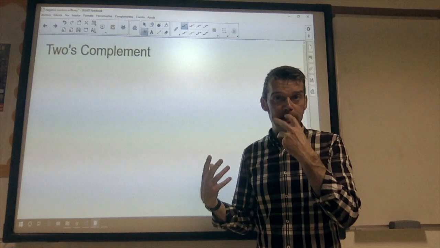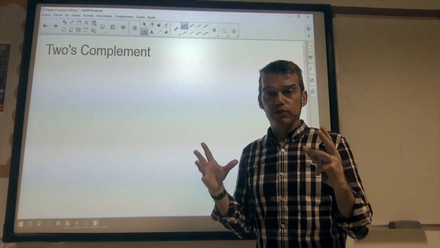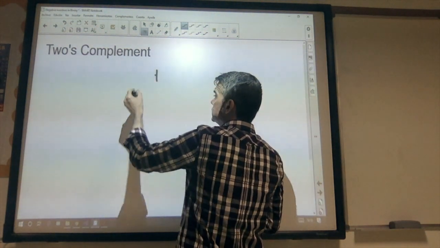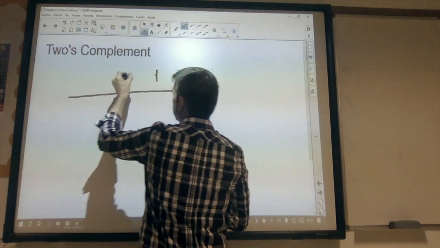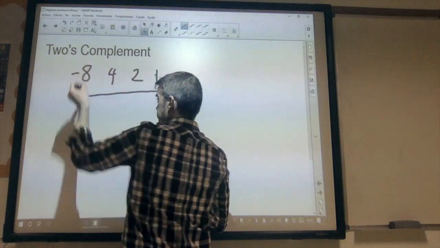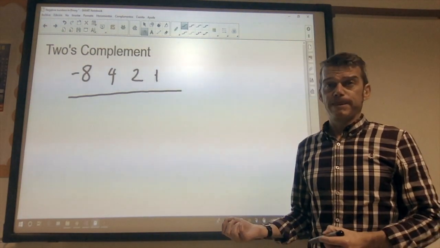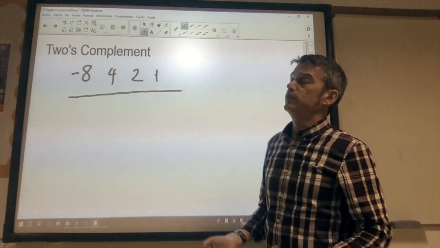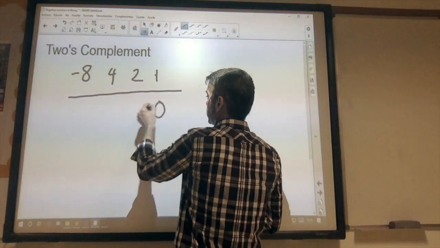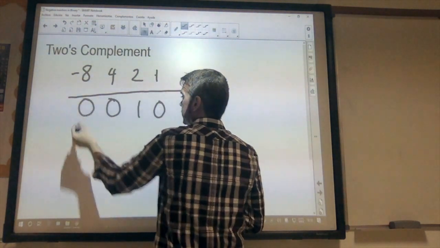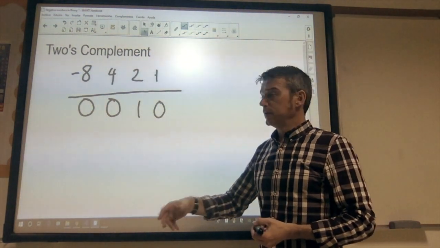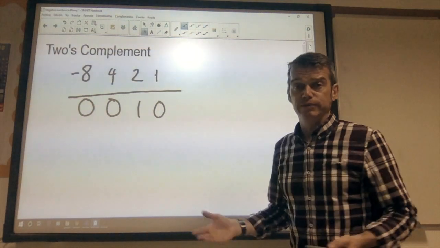So again, if we're working with a simple small number, a nibble, a 4-bit binary number, I've got my 1 column, my 2 column, my 4 column, and my 8 column is going to be negative 8. If I were to represent the number 2 in regular binary, I would simply write 0, 0, 1, 0. And just as with the normal binary system, that would represent 2.